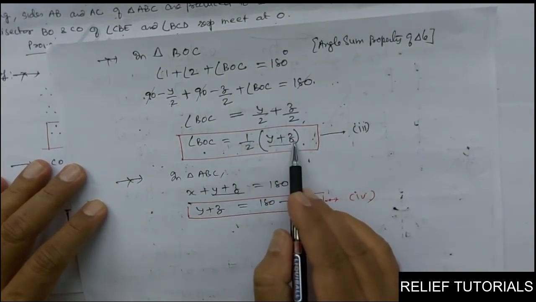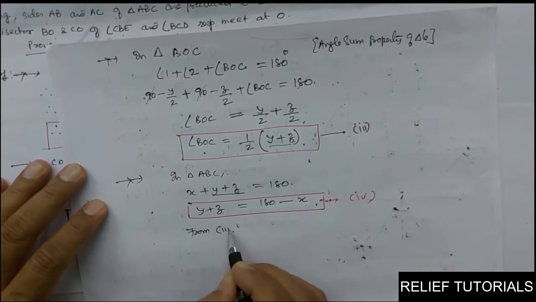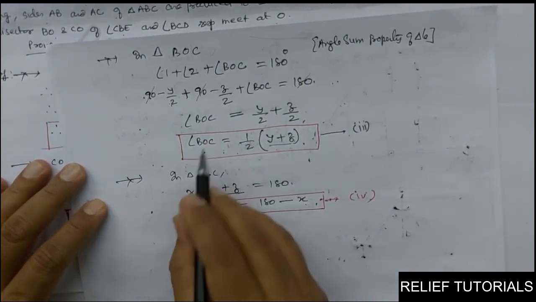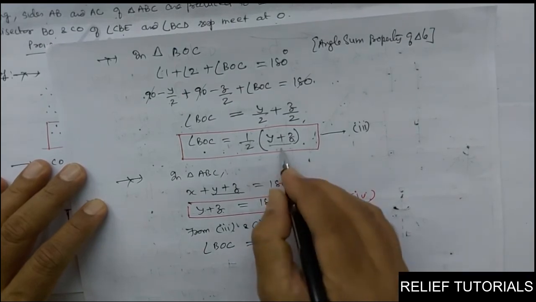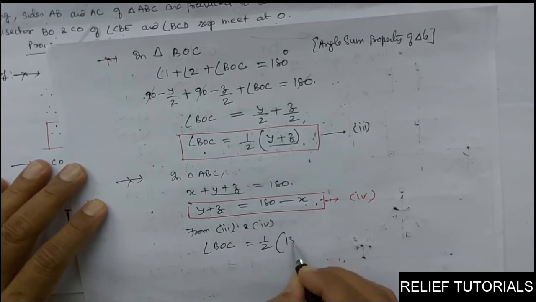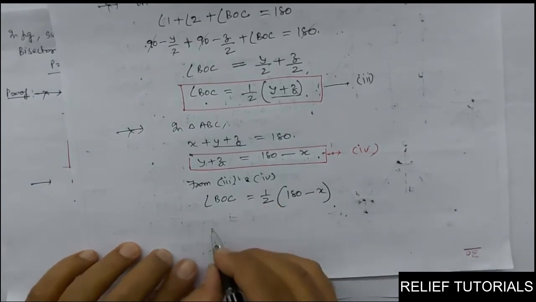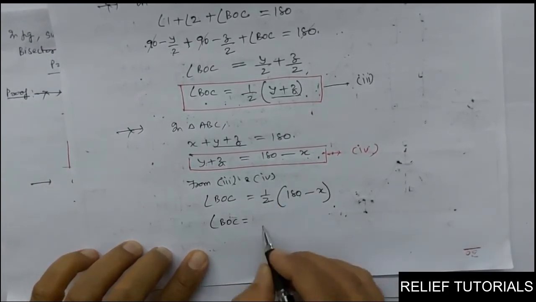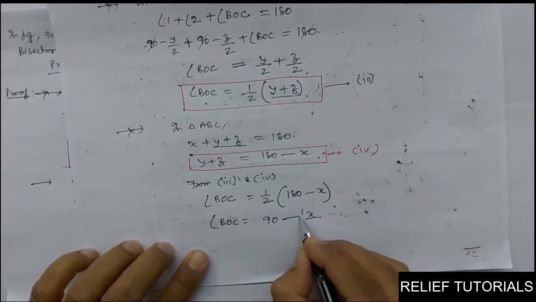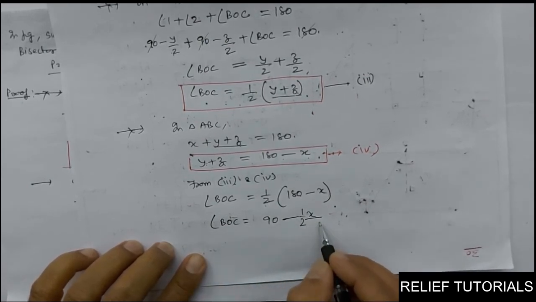Now, we will write y plus z in terms of x. So, from 3 and 4, what will we write? Angle BOC is equal to half of y plus z. In place of y plus z, I will write 180 minus x. Clear, friends? Now, I will open the bracket. So, angle BOC is half into 180, that is 90, minus half into x, that is half x. Clear? So, BOC is equal to 90 minus half x.